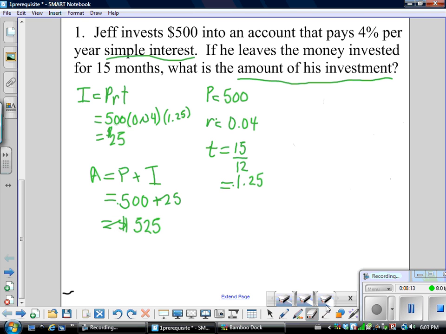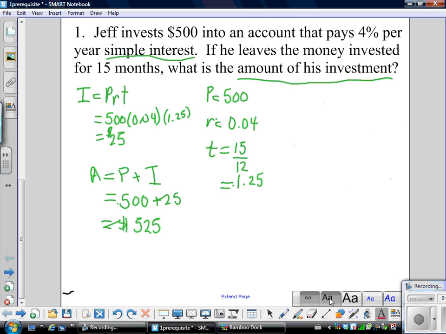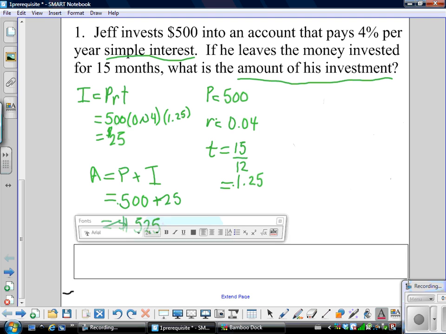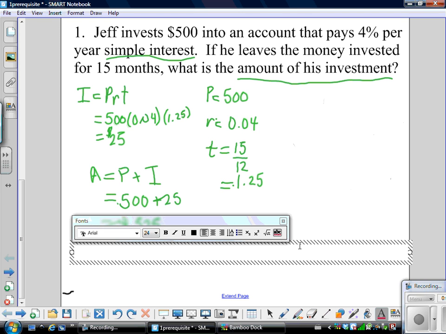Okay. Now, because it's a word question, I should also have a therefore statement, and I believe I do have one down here somewhere. And no, it has disappeared. So I'm going to type it just because I know that my writing with my pen is not quite as nice. So, Jeff's investment would be worth $525.